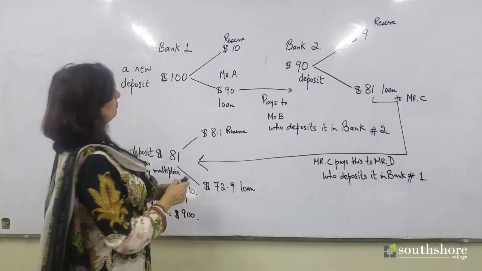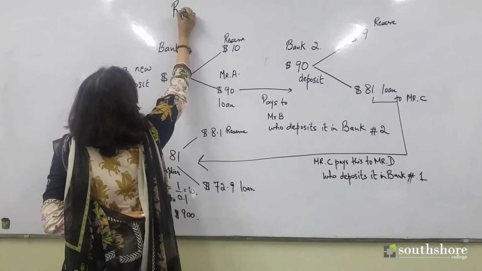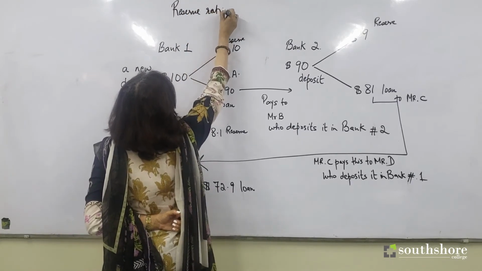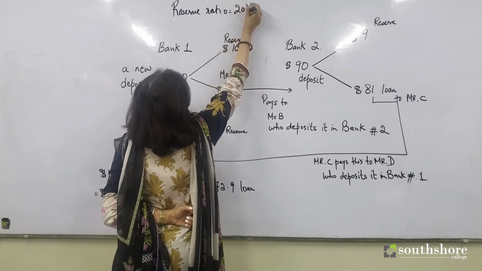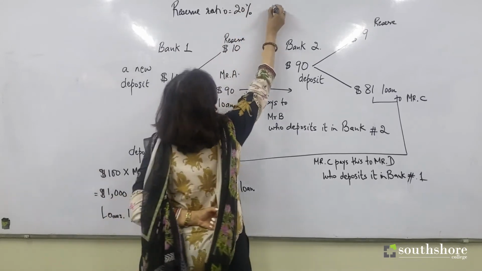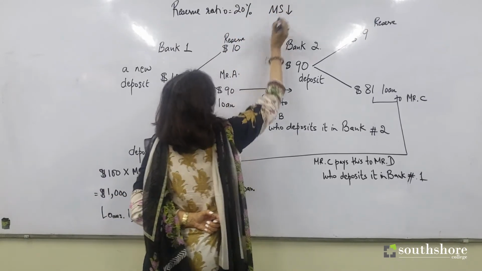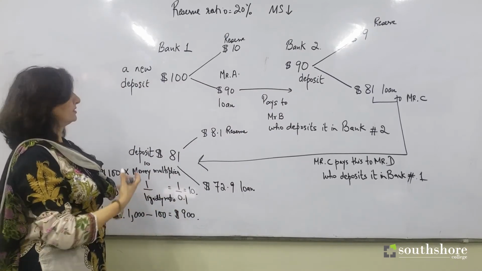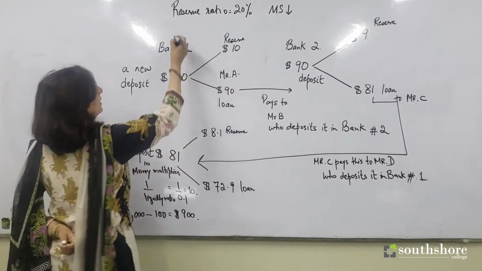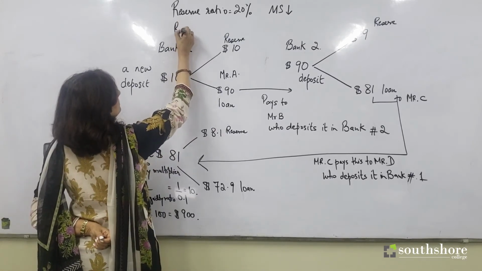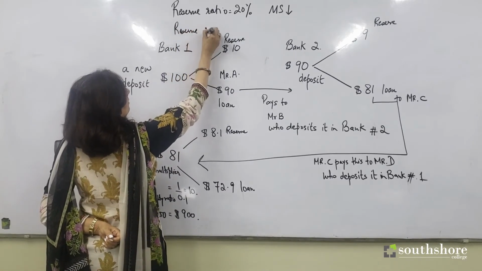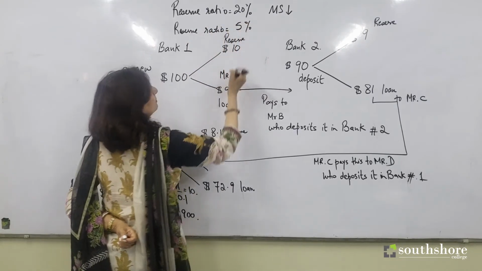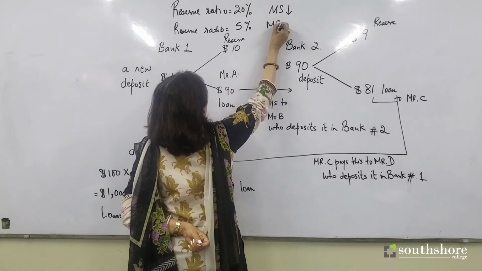So if the reserve requirement, or reserve ratio required, is 20%, what will happen? Money supply will fall. Okay, banks will start calling in their credits. They cannot expand their credit so much. And what is going to happen if the reserve ratio is 5%, because we started from 10%? Money supply will go up.